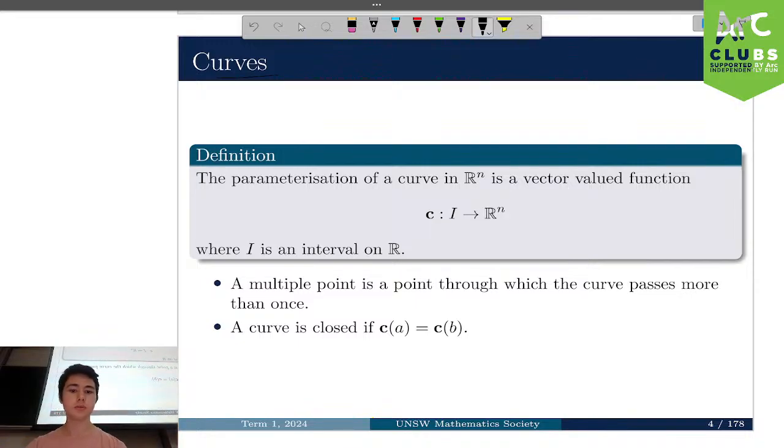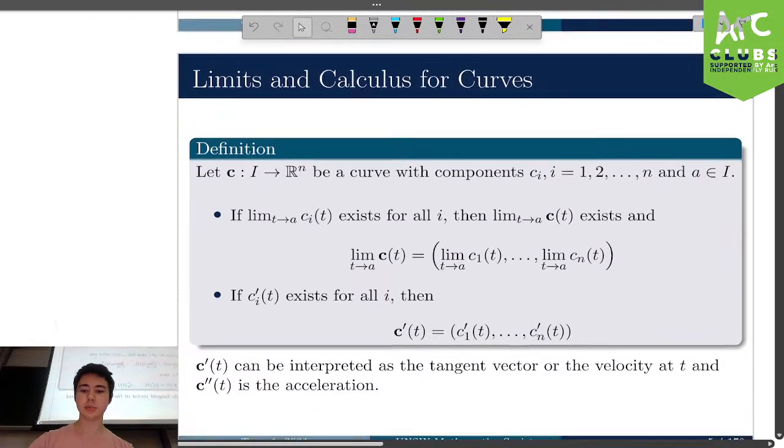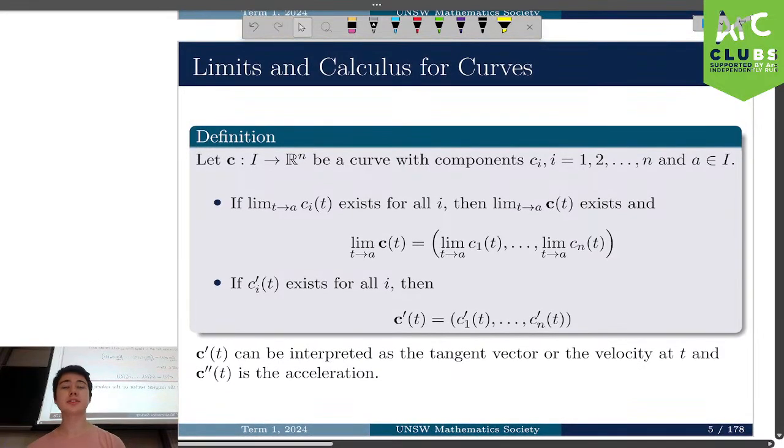All right, so first up, what is a curve? A curve is defined by a parameterization from a simple domain, which is an interval on the real numbers, to Rn, which is some vector space. We have a definition for a closed curve, which goes from one point to another for two different periods of time, and we also have a multiple point definition.